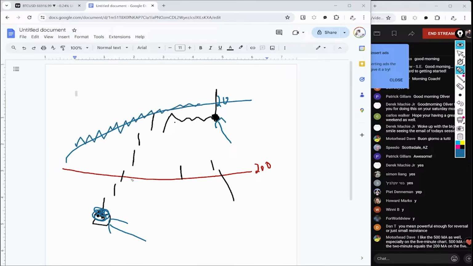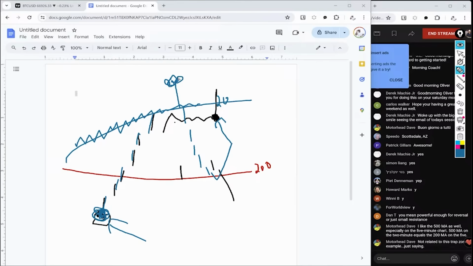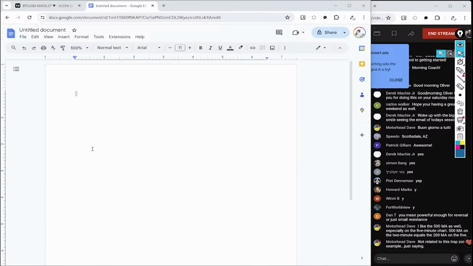So what I mean by powerful is that it's going to be more like a brick wall or concrete ceiling. It's going to be hard for this one to get through resistance, having traveled so far to get to it. This is going to be much harder to get through the 200, having traveled from so far above to get to it. It makes your trap zone more powerful. That is trap zone type number 1, moving average trap zones.